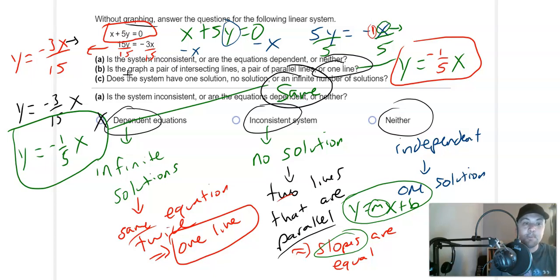So there's just one line, which is always going to be the case when it's dependent and it's linear equations, which is all this module is about. Does the system have one solution, no solution, or infinitely many solutions? Well, if it's dependent, there's infinitely many solutions, so you'd answer infinite here.